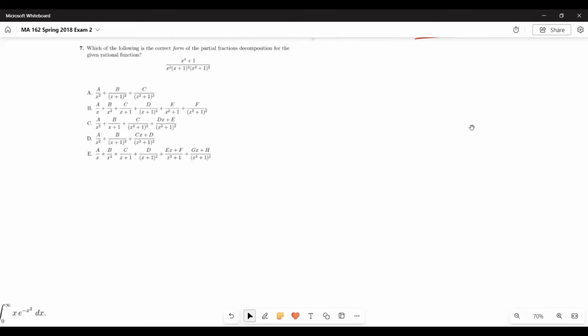Okay, this question asks which of the following is the correct form of the partial fraction decomposition. Okay, so we see the denominator. We have x squared, x plus 1 squared, x squared plus 1 squared. So since we have x squared, this can be decomposed as x, and then, since it's repeating, the first one is x, and the second one is going to be x squared.